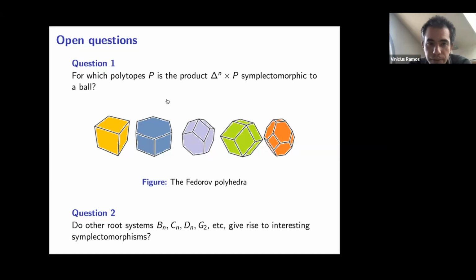I think that's true, Philip. I will look at the preprint after the talk, but I think that the answer to the question should be yes.